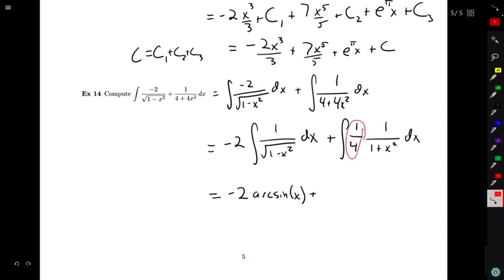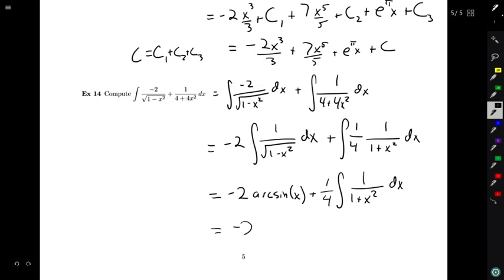And this 1 over 4, we should maybe factor out front of the integral first. So this is 1 over 4 integral of 1 over 1 plus x squared dx. And now we can use the fact that the integral of 1 over 1 plus x squared is arctangent. And we have our plus c at the end.